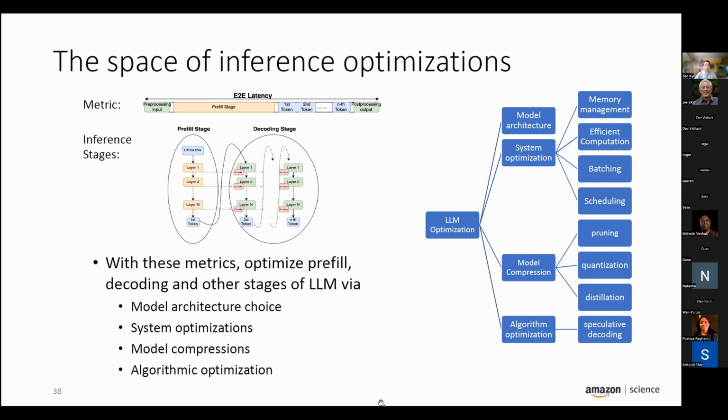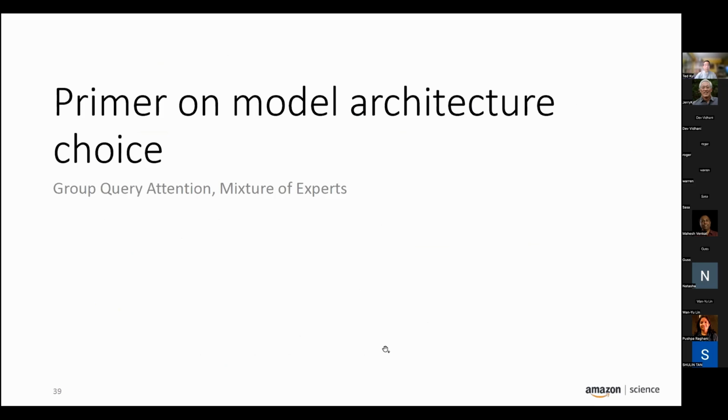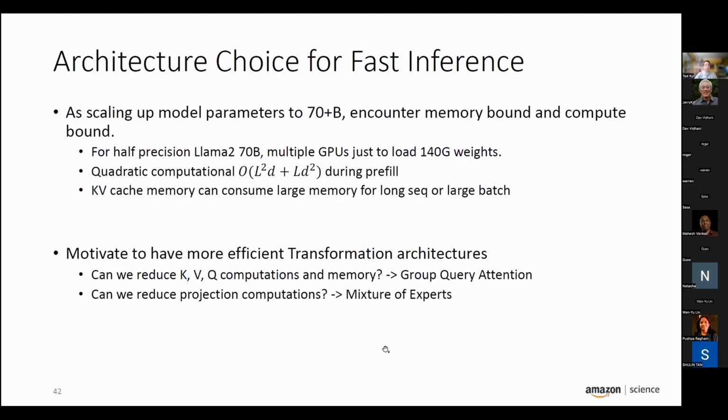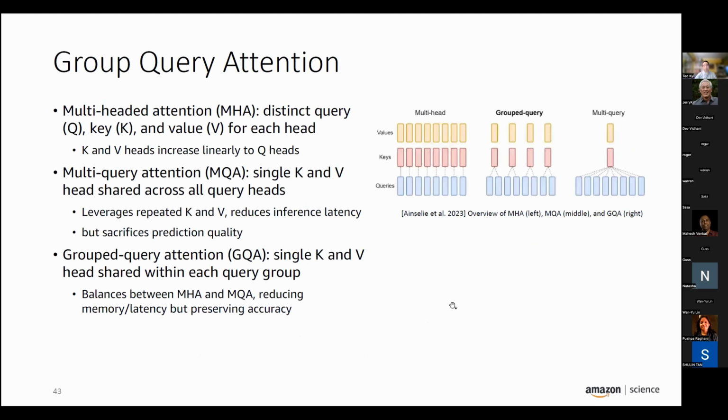Then a bunch of different things are listed here, and we went in and talked a little bit. Again, I told you, going through here super fast.